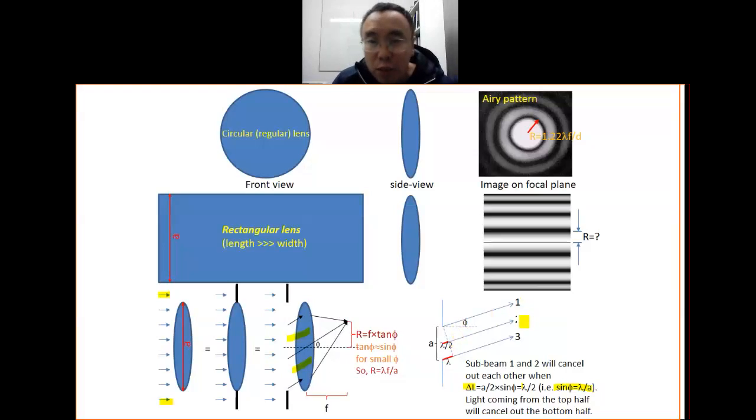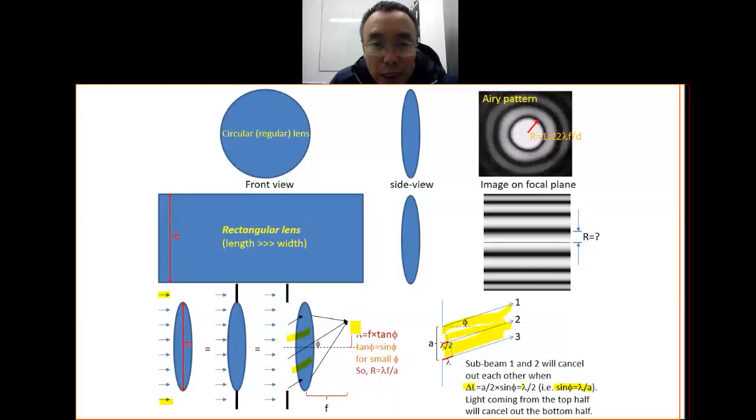If 1 and 2 cancel out, you can imagine there is another beam here, and this beam and this beam will also cancel out. So in the end, all the beams from the top half will be cancelled out by the beams from the bottom half. So in the far field, the light along this direction will be cancelled out. This gives you the minimum. That means when the phi angle equals lambda over A, this spot will be the dark spot. I hope you can understand this concept.